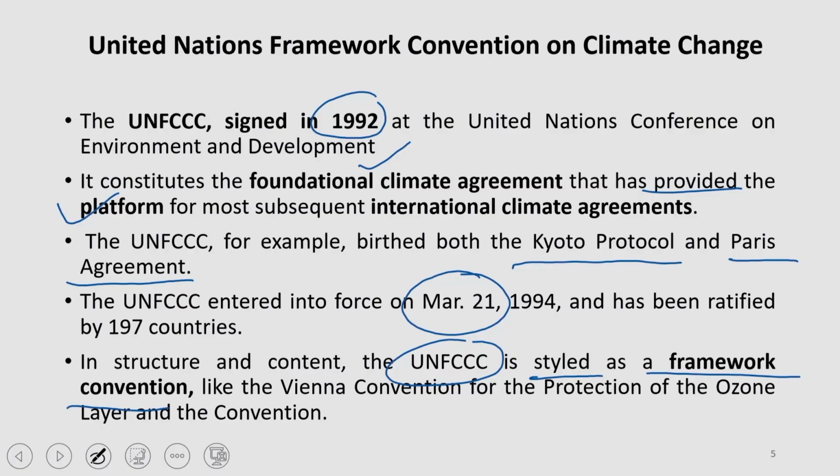The parties announced a goal of stabilizing greenhouse gas concentrations in the atmosphere at a level that would prevent dangerous anthropogenic interference with the climate system. Developed country parties agreed to adopt national policies to mitigate climate change with the aim of returning to their 1990 levels of anthropogenic emissions of greenhouse gases. So this UNFCCC was basically designed as a means to begin and support a process for future and more detailed agreements about how to respond to climate change.